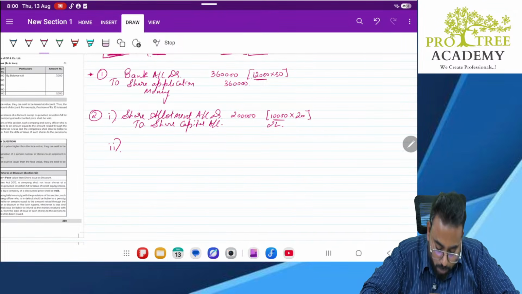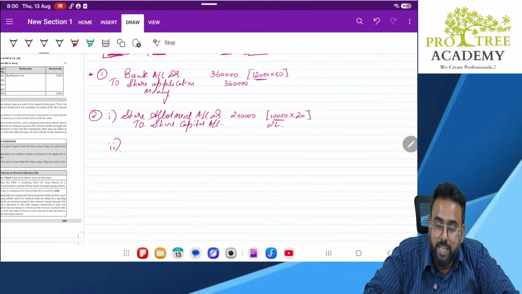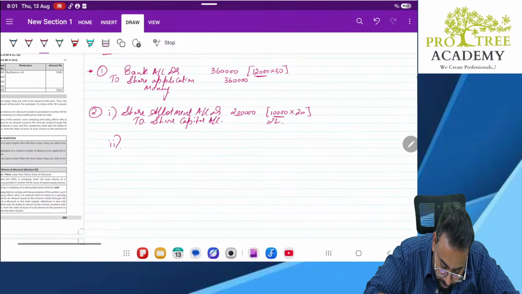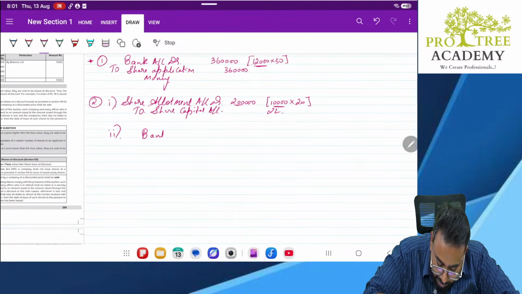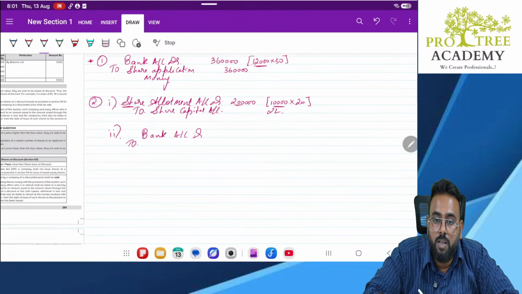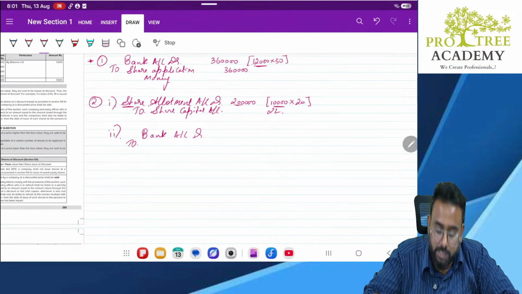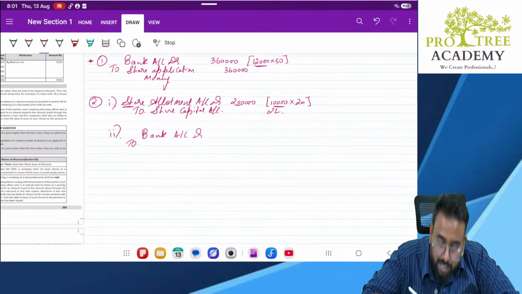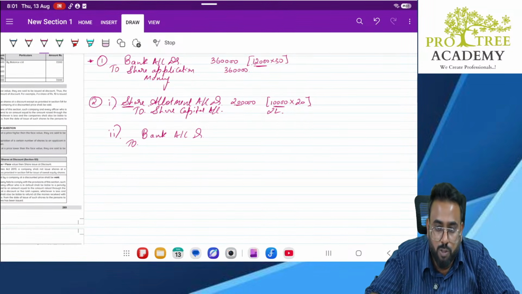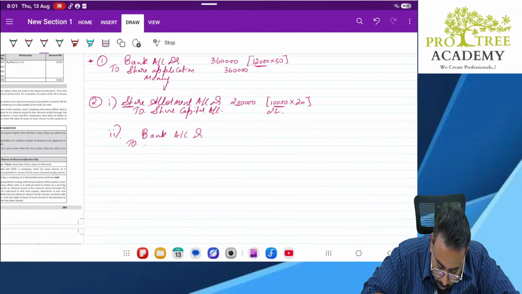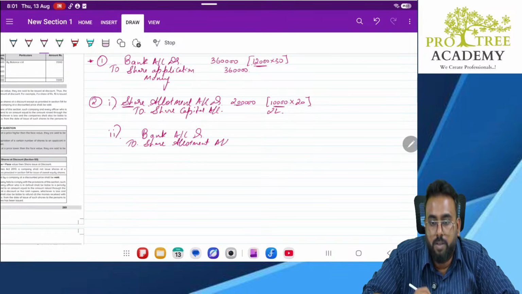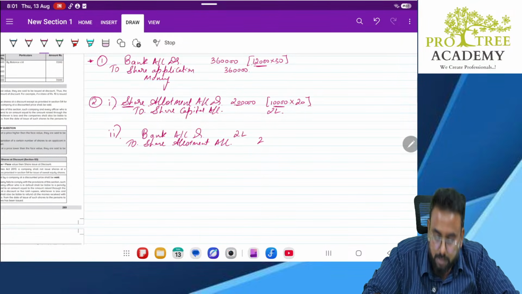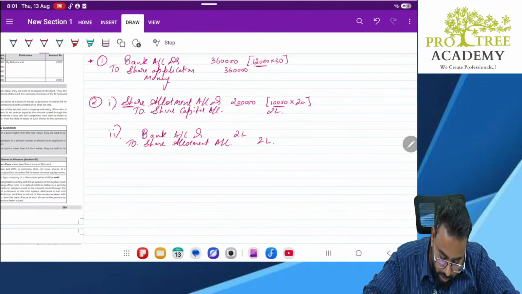Now my question to you: this money needs to be received. Yes, sir. Where will it come? Bank account. Very good. Bank account debit. Now this was a receivable account, and now it is no more receivable. Why no more receivable, sir? Because I have already received the money in the bank account. So your asset is no more an asset. So you need to reverse it to share allotment account, 2 lakhs. Clear? Okay, sir.